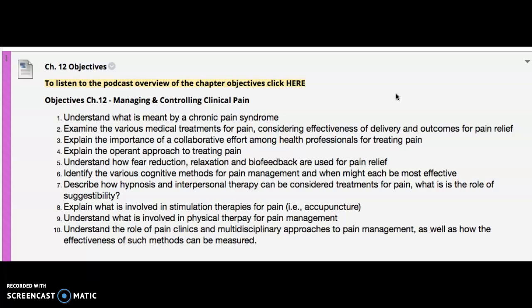And then lastly, we'll look at physical therapy for pain management, very much so for recovery and recuperation from surgeries, but also for chronic pain as well.